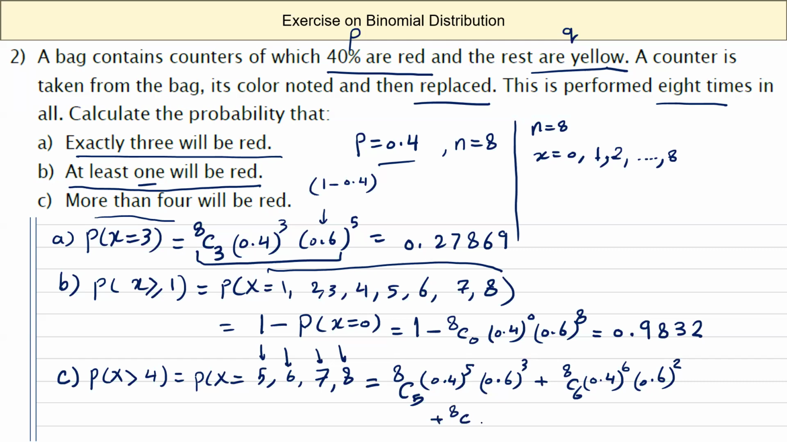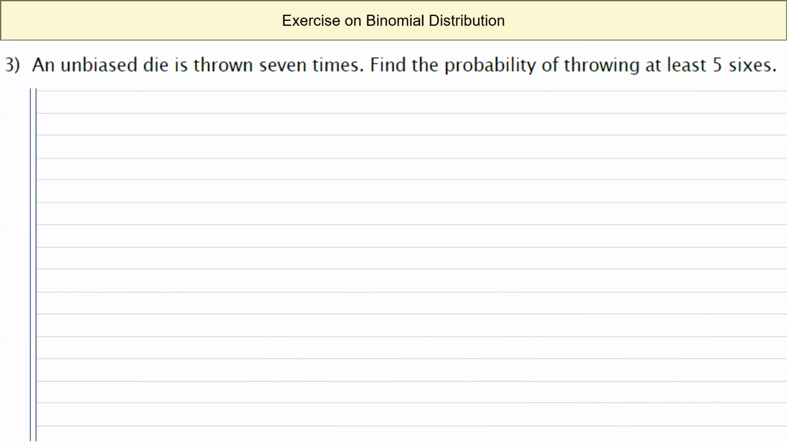8C7, 0.4 power 7, and 0.6 to the power of 1, and finally 8C8, 0.4 power 8, and 0.6 to the power of 0, which is nothing. The sum of these 4 probabilities is 0.1736. Okay? You can check by using a calculator. Question number 2.